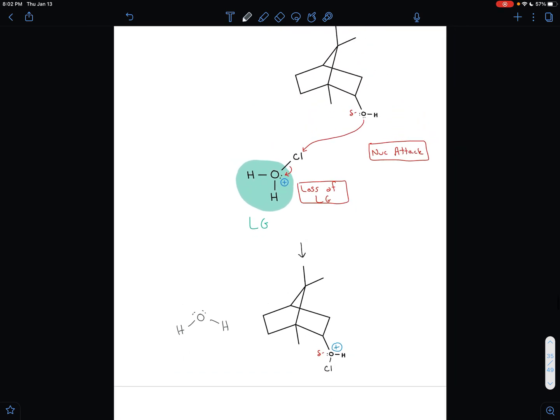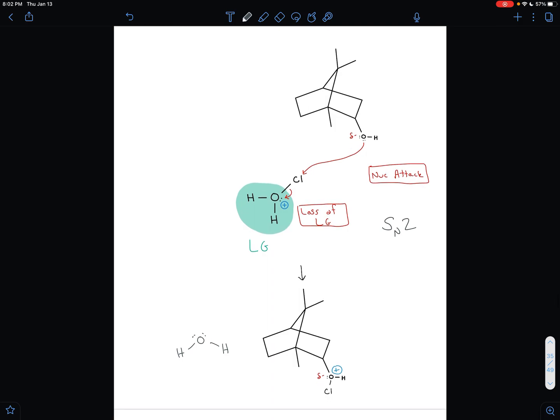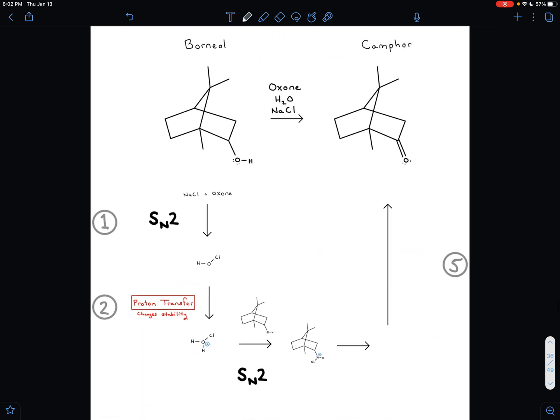So that's our third step. Our third step is an SN2 reaction where Borneol attacks the chlorine of what was this hypochlorous acid, and the oxygen leaves as a leaving group. So we really put the chlorine onto the oxygen of the isoborneol there. So that's this third step.